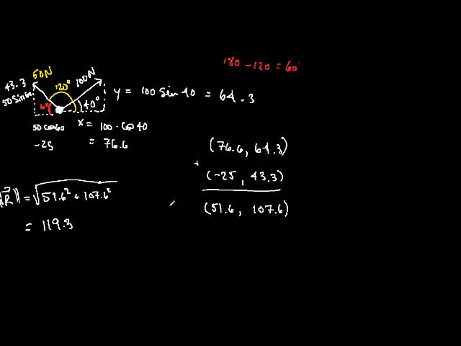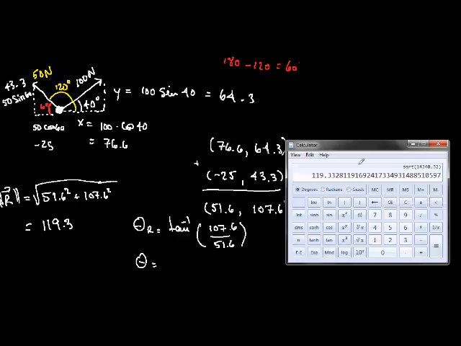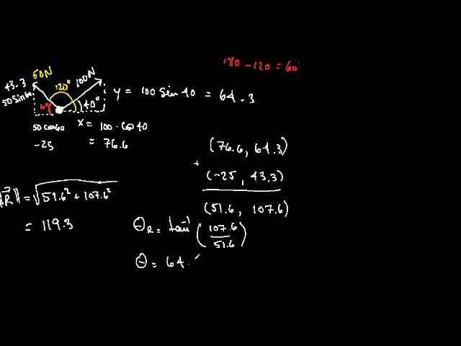That's 119.3. And now finally, for the angle of my resultant, theta of r is equal to the tangent inverse of my y component, 107.6, divided by 51.6, my x component. And so theta is, let's take out the calculator, 107.6 divided by 51.6 equals, and now let's take the tangent inverse of that, 64.4 degrees.